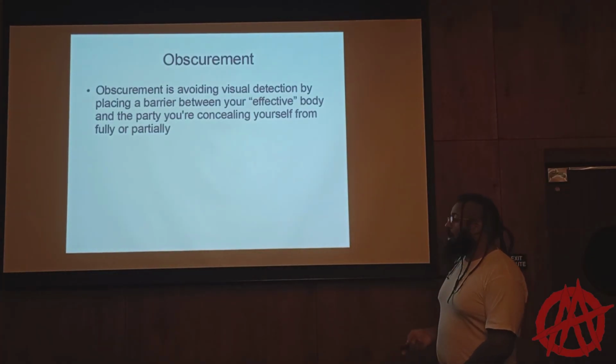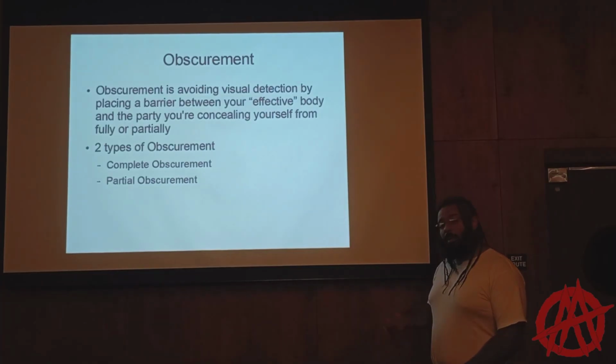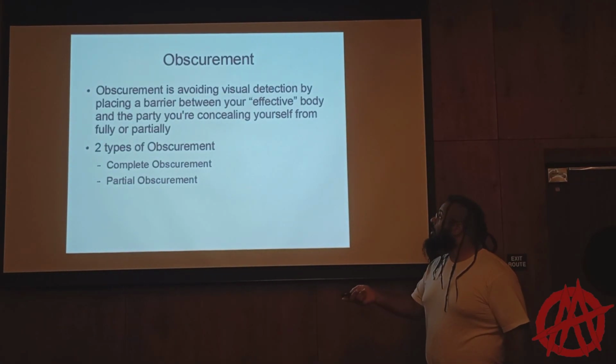And then of course, fully or partially, so we're gonna break that down. So two types of obscurement: complete obscurement, partial obscurement. I'm gonna break those down further in the next few slides.